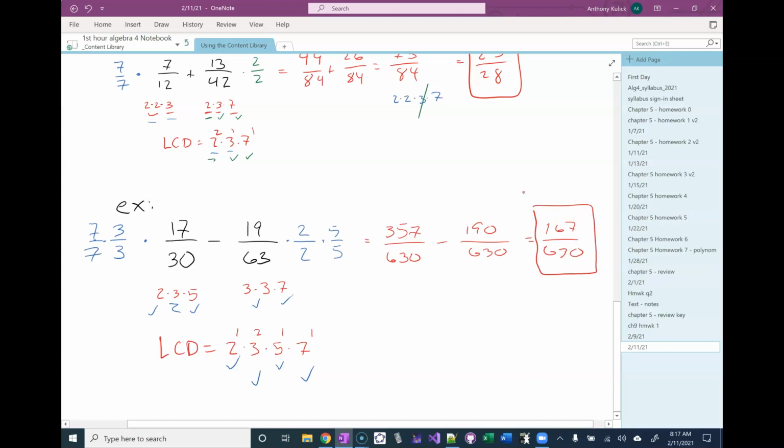I don't really care what the prime factorization of 167 is because I know the prime factorization of 630. It's right there, so I just check to see if there's any factors in common between 630 and 167. And since there weren't, I didn't bother to actually factor the numerator. Is that okay? Okay.